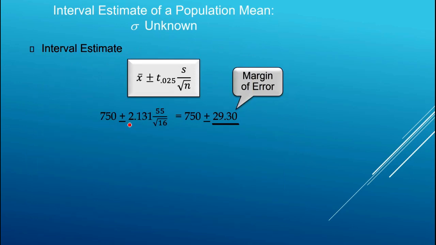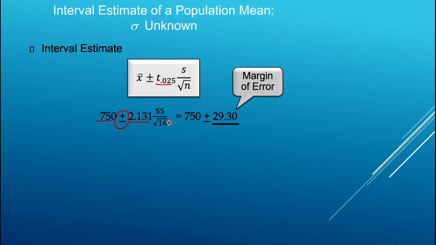Okay, the rest of this is pretty straightforward. We simply plug everything into the formula in the correct place. So x bar, we've already calculated that at 750. That was given to us. And we need to add and subtract the margin of error. That margin of error is based on the 2.131, which we calculated as the t-value from the previous table. Because we have a 95% confidence interval, we needed t 0.025, and that's associated with 15 degrees of freedom. So we looked up the right number in the table. And then we multiply that by the sample estimate of the standard deviation for the population, which is 55. That information was given to us.